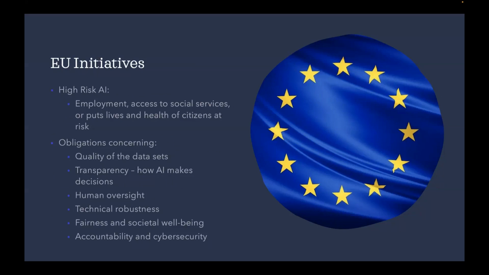They have defined high risk AI as AI that affects the employment, access to social services, or places the lives or health of citizens at risk. So if such AI is to be brought to market, the companies need to meet the following obligations. They first need to disclose what is the quality of the data set that they used to train the AI tool. They also need to let us know how their AI is making the decisions that it's being asked to make so that we have transparency, so that we can see what AI processes are.